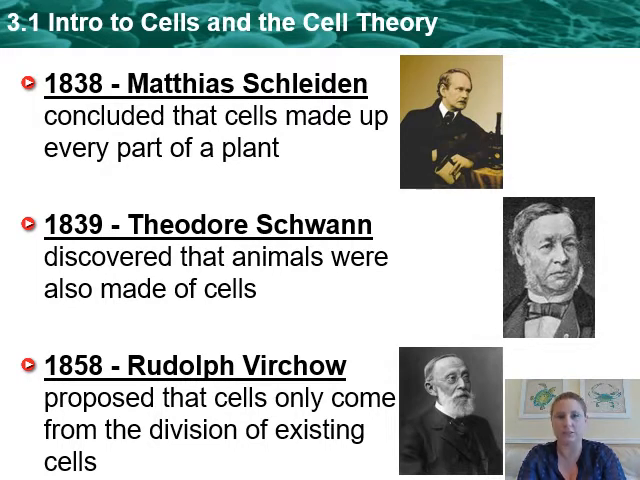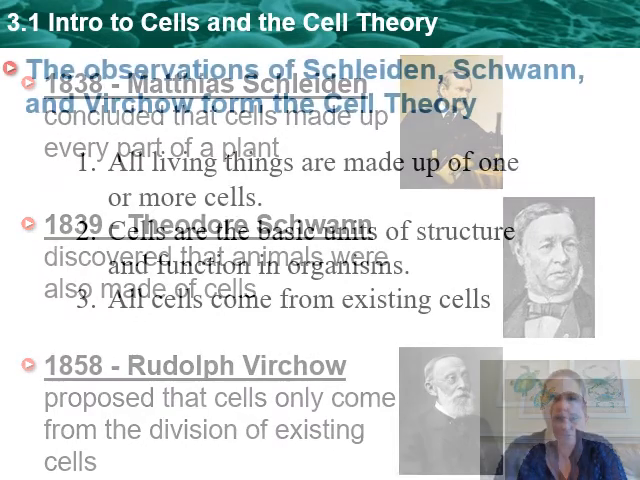Now, I can remember Schwann pretty easily because Schwann kind of sounds like swan, and swans are animals. So I can remember Theodor Schwann discovered animals were also made of cells. If I can remember that, I can say, oh, the other guy with the last name S said plants were also made of cells. And that just leaves him with the third part, where Rudolf Virchow proposed that cells only come from the division of existing cells.